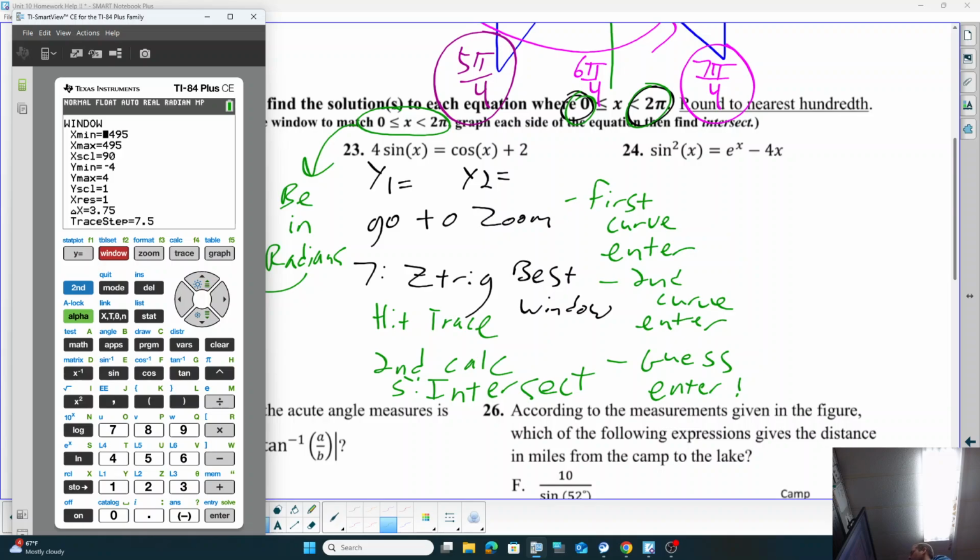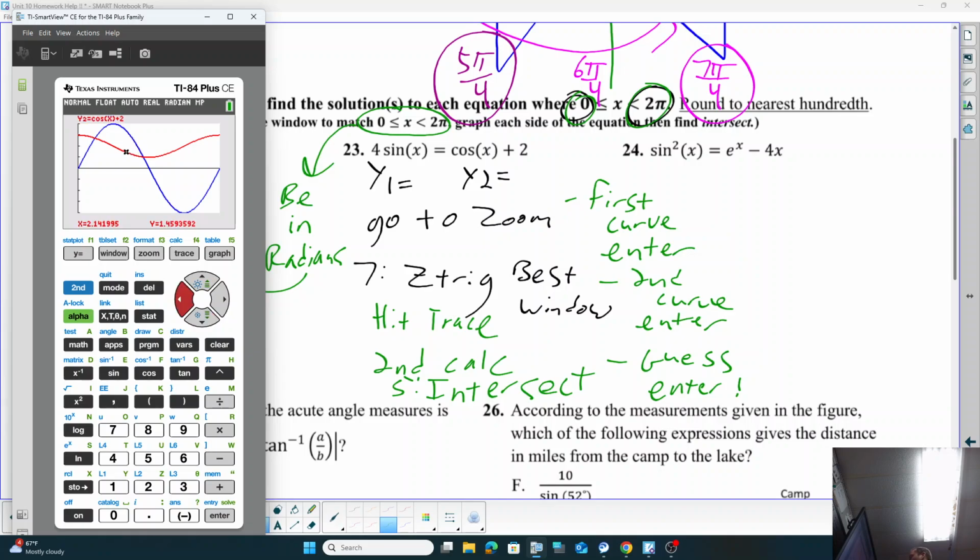So hit the window button. We're going to have to go from 0 to 2 pi, because that's what we want to do. Now we hit graph. So there's our two intersections. So here's our first intersection.